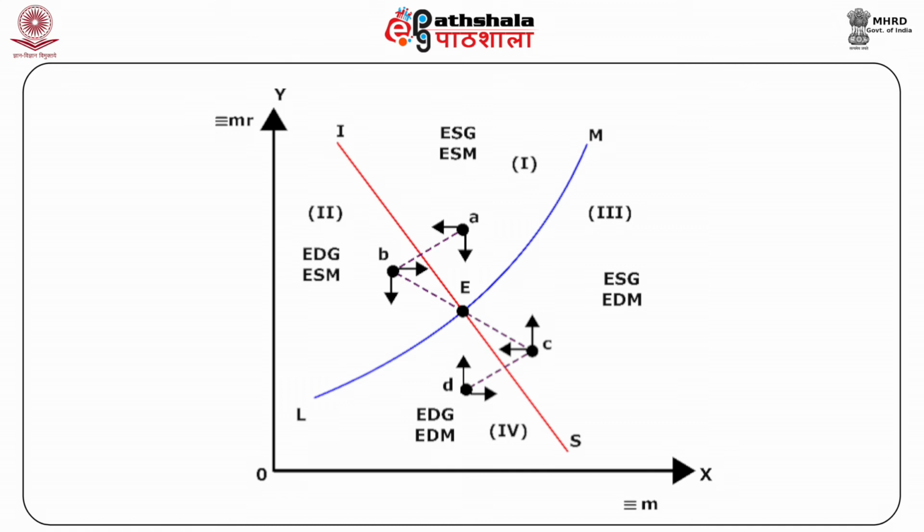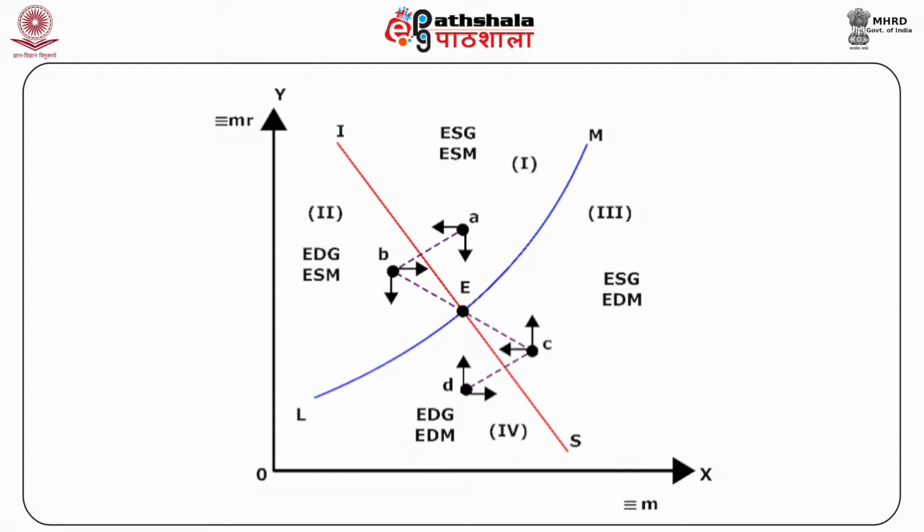So, let us consider one point in the table. Let us consider point A, which is in region Roman 1. If you look at the money market, there is excess supply in the money market. Money demand is less than money supply, and this would imply that the rate of interest would fall. At the same point, if you look at the product market, then there is excess supply in the goods market. Aggregate demand is less than aggregate supply, and hence the income would contract. Similarly, we can look at the other points B, C and D.